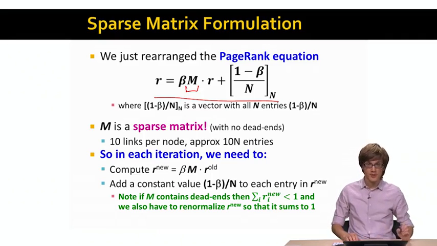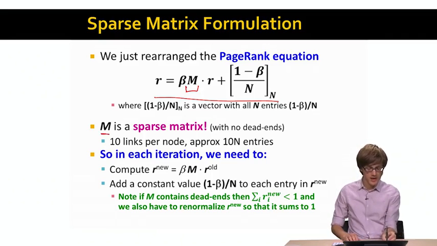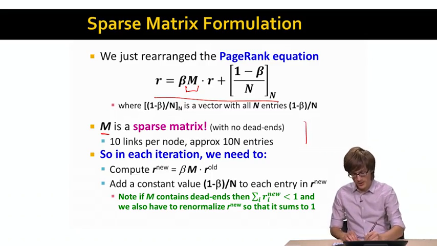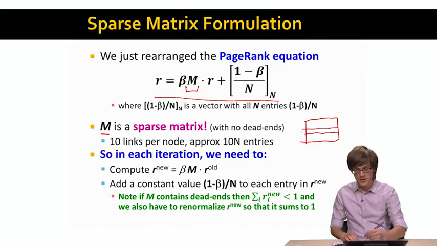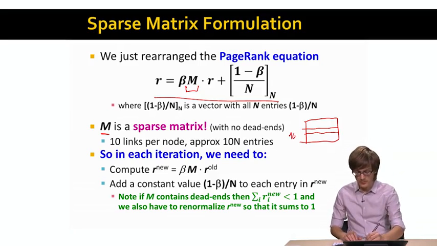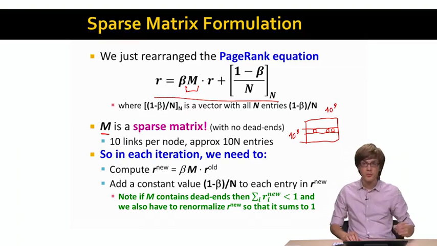So now what is important is that matrix M is sparse, right? What do I mean by that? For example, if you think of the matrix M, even though this matrix is, let's say, 1 billion times 1 billion, like 10 to the 9 times 10 to the 9, the number of non-zero entries in every row on average will be around 10.